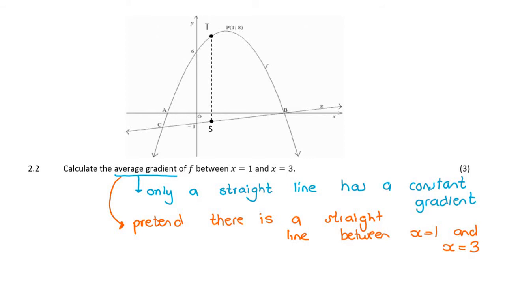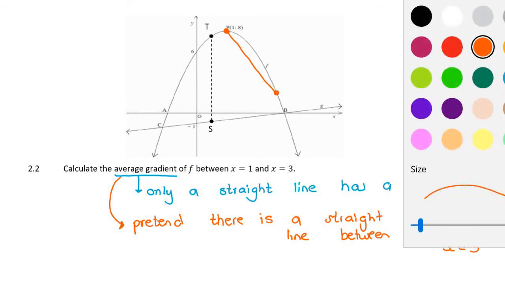So for any average gradient, what we do is we say, right, where would x be 1? X would be 1. I know where it is. It's right at the turning point. Where would x be 3? I have absolutely no idea. So I'm just going to pretend there's a dot there. Now what they're actually asking you to do is to pretend that there's a straight line between those 2 points, and because there's no such thing as the gradient of the parabola between those 2 points because it's constantly changing, they just want you to pretend that there's a straight line there, and find the gradient of that straight line.